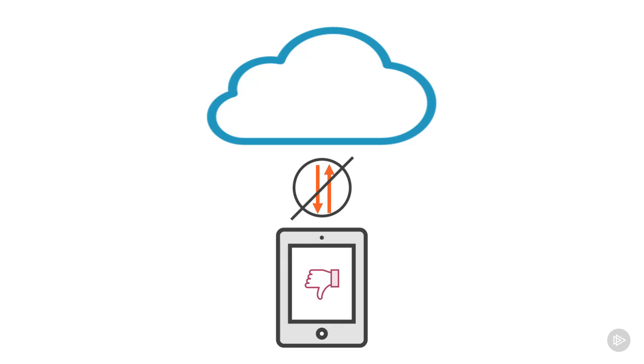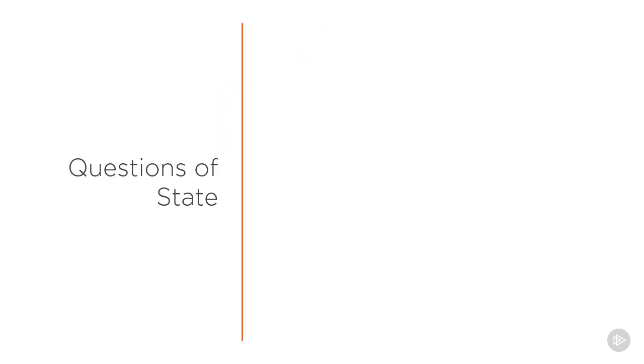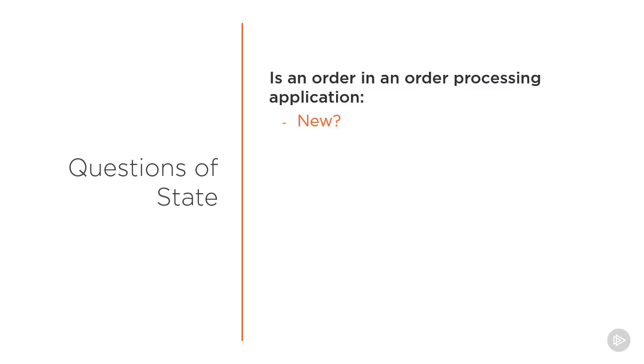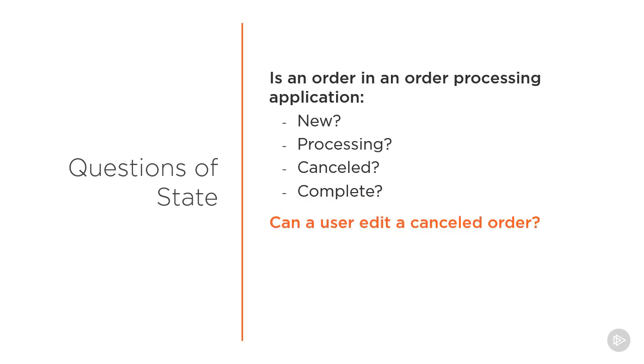As developers, we face questions of state all the time. Let's say we're working on an order processing application. Is an order new, processing, canceled, or complete? And we implement behaviors based on these states. Can a user edit a canceled order, or can a completed order be canceled? This is just one example. The types of objects in an application and their behaviors are virtually unlimited, but regardless of the type of application you're developing, you'll invariably face questions of state.